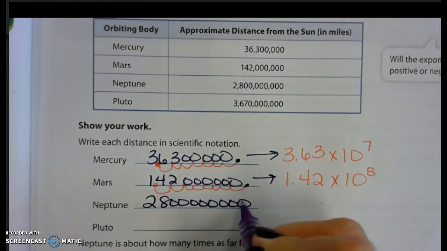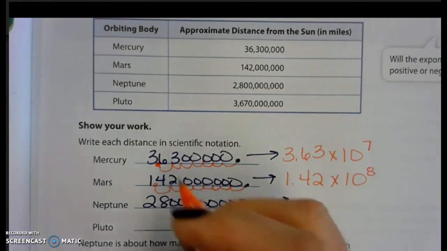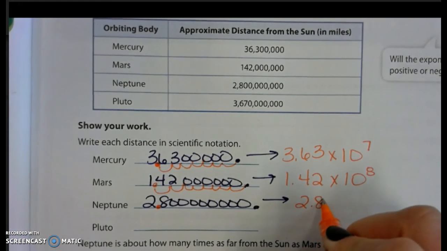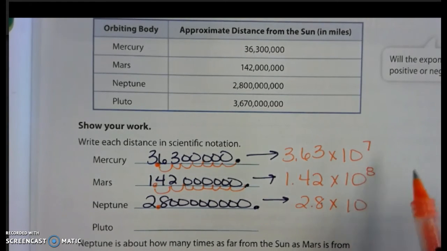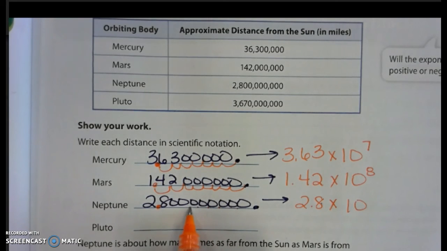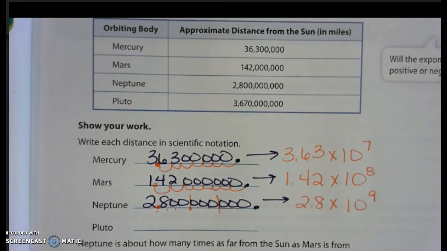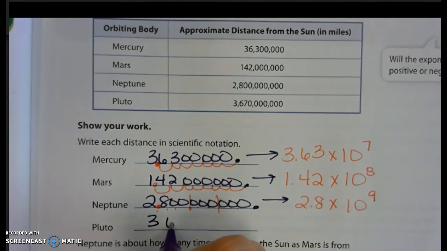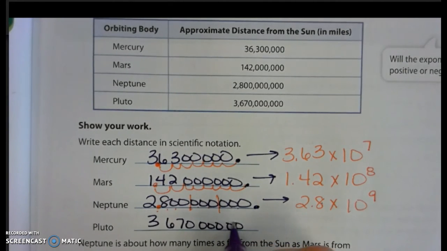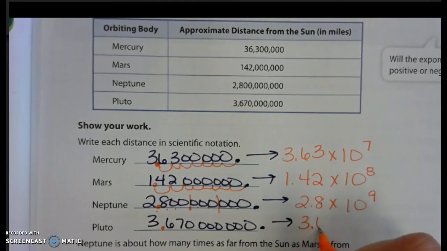For Neptune, 2,800,000,000. Implied decimal at the end. I need to move it to make the number 2.8. Then I count for my exponent. 1, 2, 3, 4, 5, 6, 7, 8, 9. So that one gets a positive 9. Pluto is 3,670,000,000. The implied decimal is at the end. I need to move it between the 3 and the 6 to make 3.67. Then I count 3, 6, 9 place values, and I give it that exponent of 9.